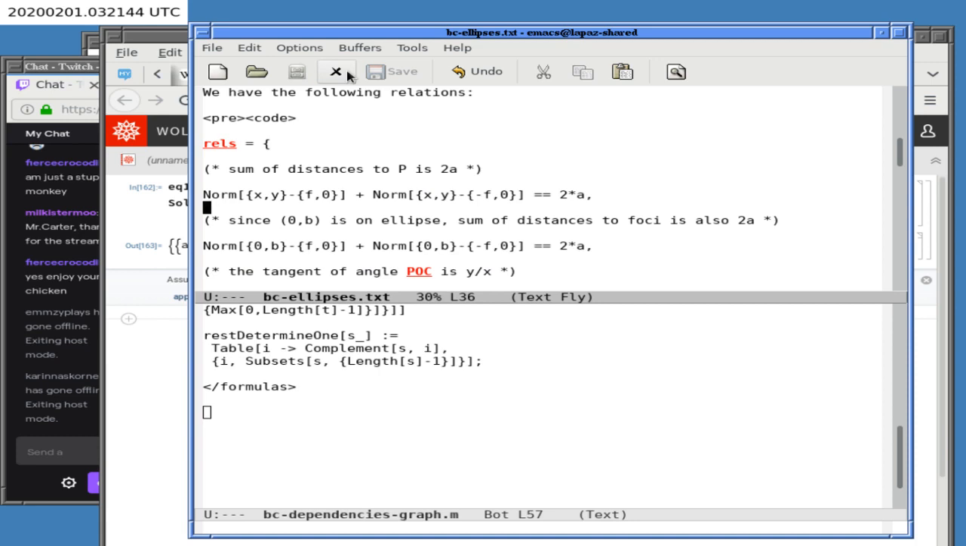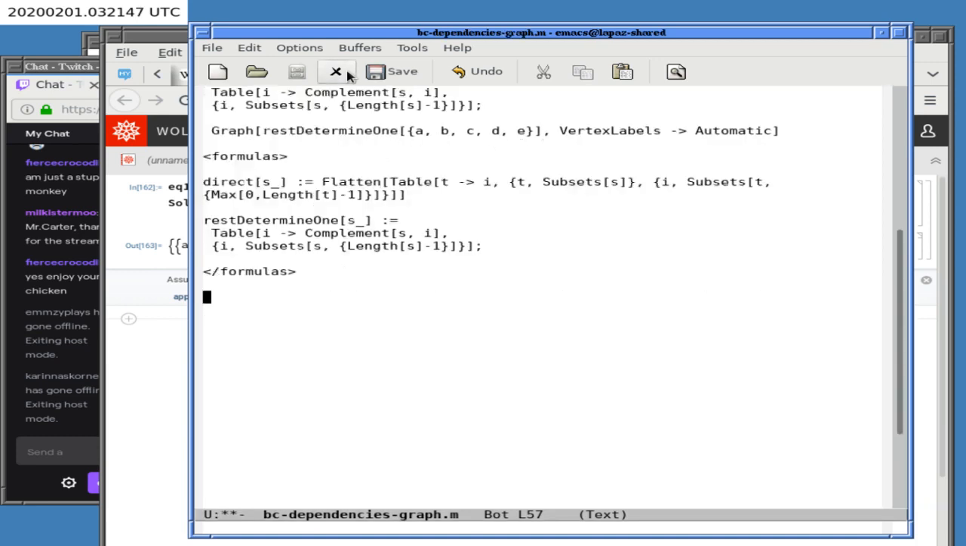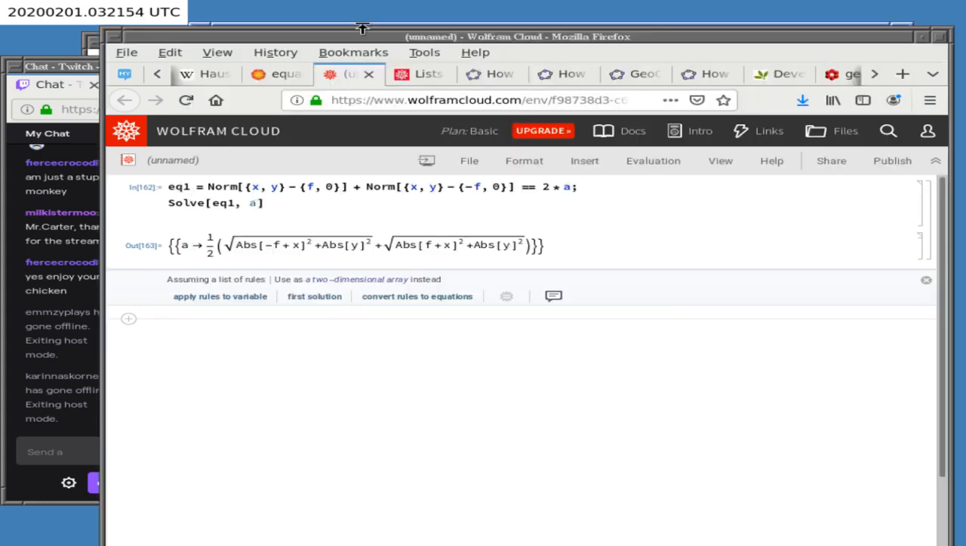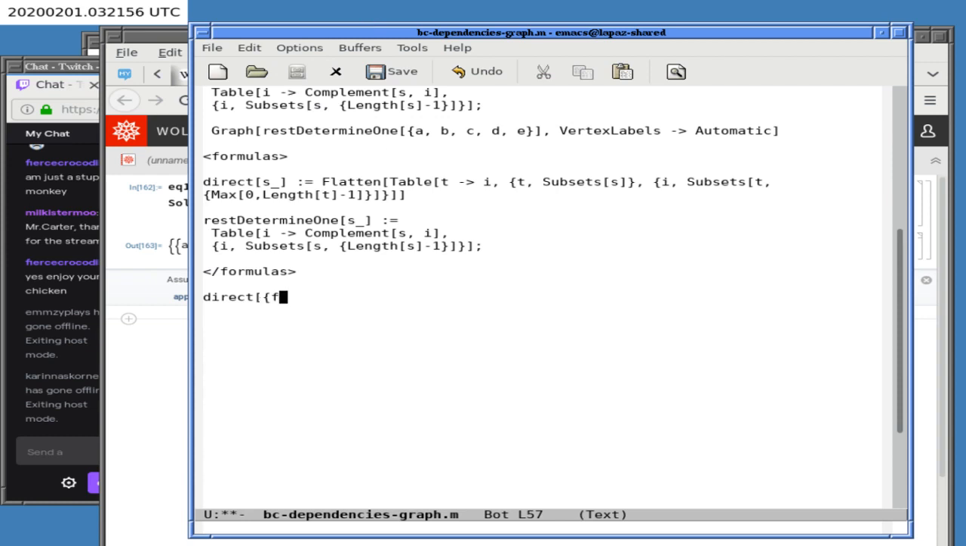Okay, so this does meet the criteria. And so what we want now is, for our four variables X, Y, F, and A, we obviously want the direct. And we also want the rest determine 1 for f x a y. Put a little space between our commas. The only problem here is I think this is going to be a list of lists. I don't think this is going to be what we want it to be.